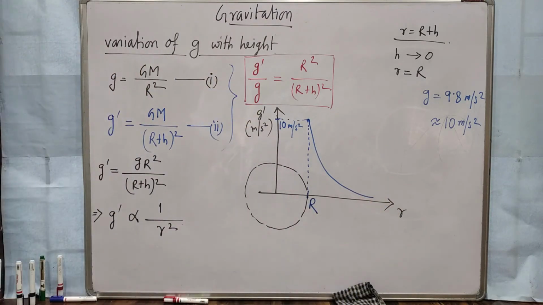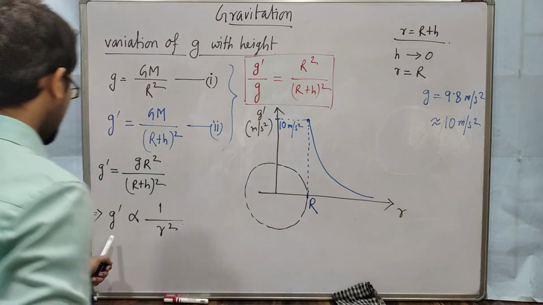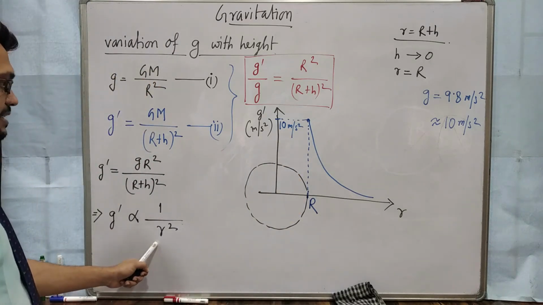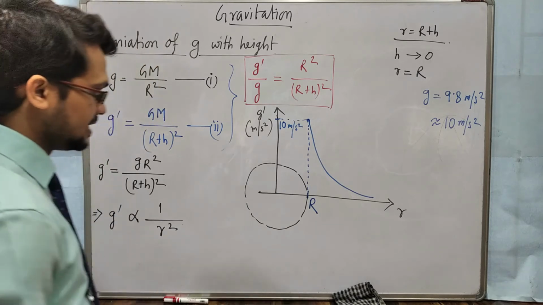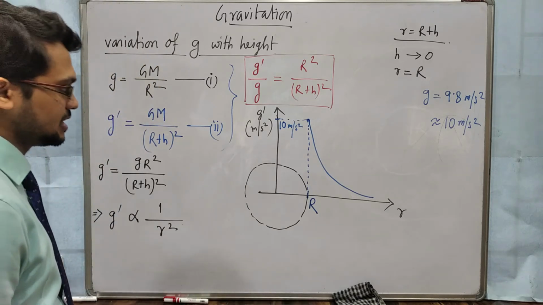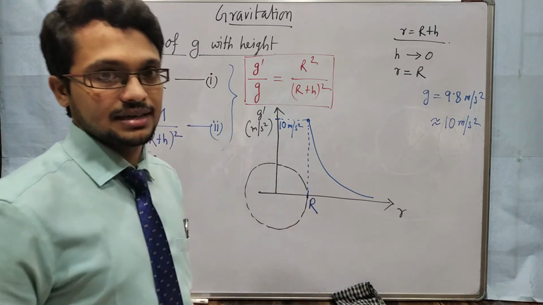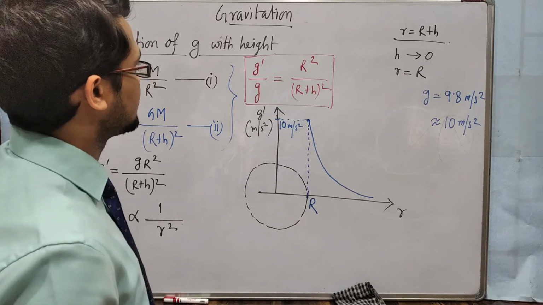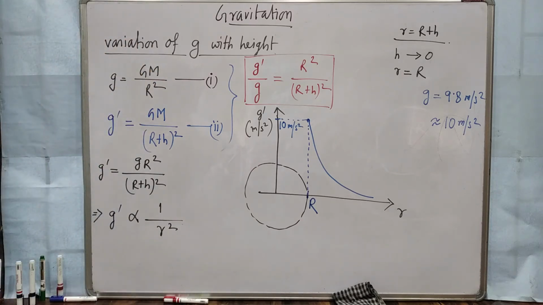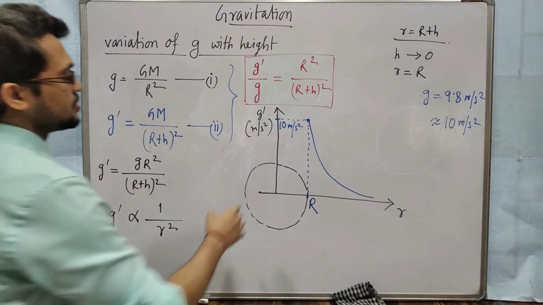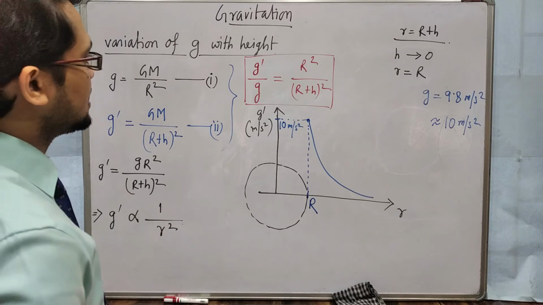So this is the proper graph when we are drawing the graph between g prime, gravitational acceleration, and distance from the center, and height will be measured from the surface of earth. We are not entering inside the earth. Inside the earth the graph will be different, that we will see in the next class. So this is the graph. Clear? This is the required equation which we will use in the numerical.